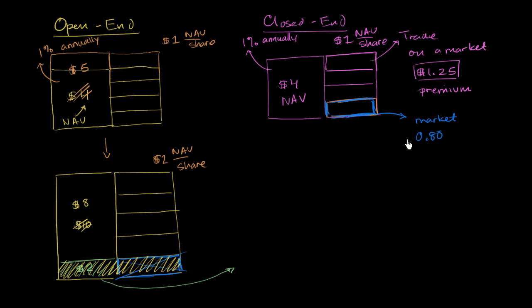So it's 80 cents per share. In this situation, when the share has been traded for less than the net asset value per share, we say it has been traded at a discount. So traded at, I'll just use the at symbol, traded at a discount.